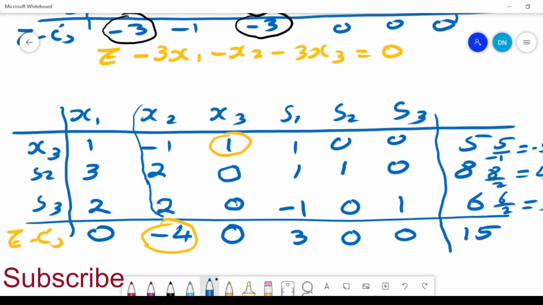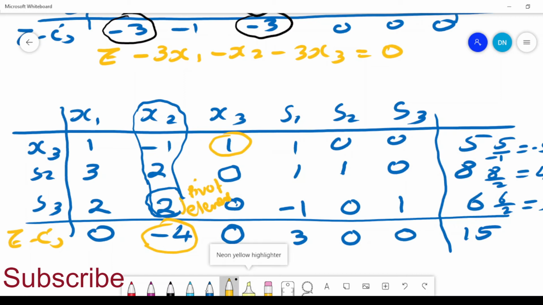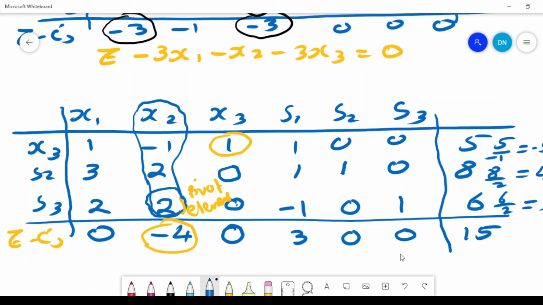Yes, I'm using this column. That becomes my pivot element. Why? Because it gives me the smallest ratio here of 3. Remember, I'm looking at the positive because my values should be positive. This is a pivot element, and this is 2. So what does that mean? It means that we need to make 2 become a 1. So we divide through everything by 2 so that my pivot element remains as a unit.